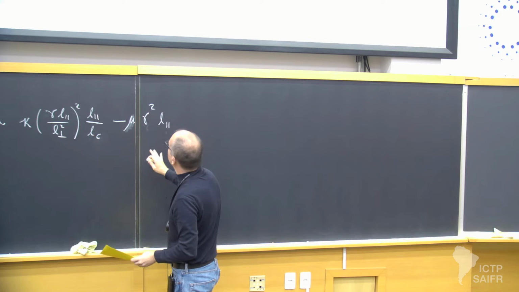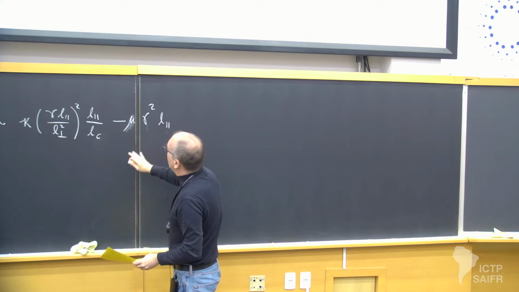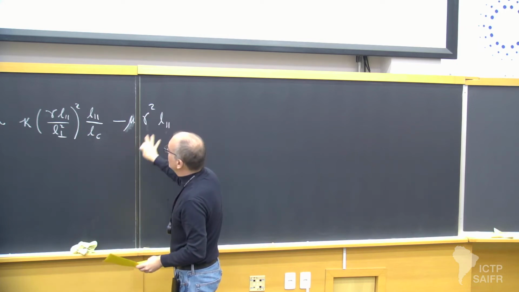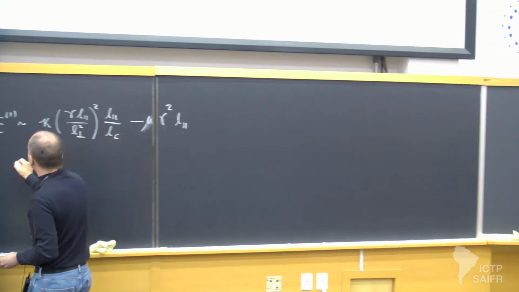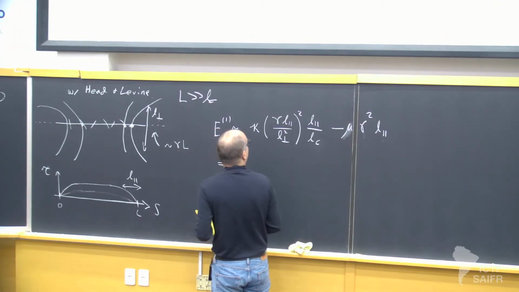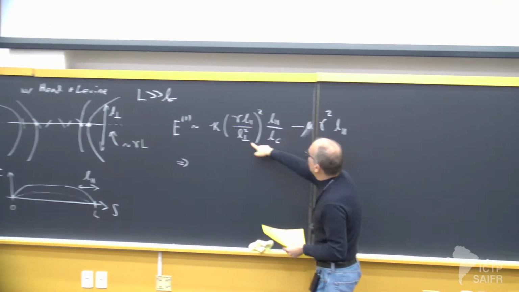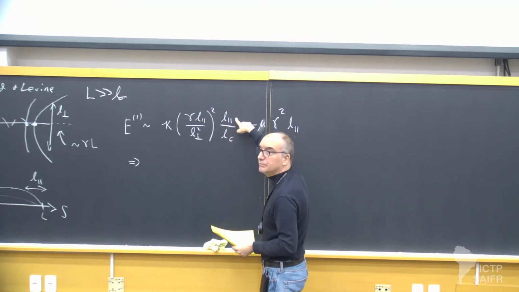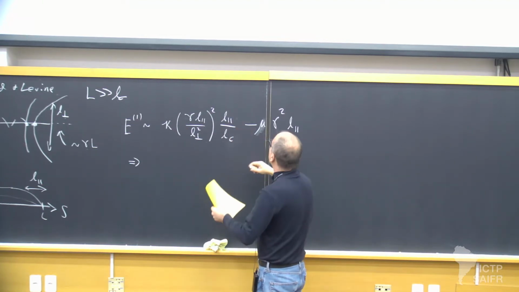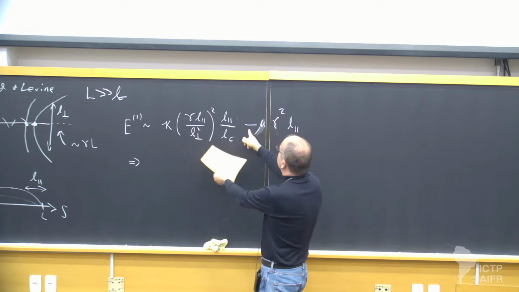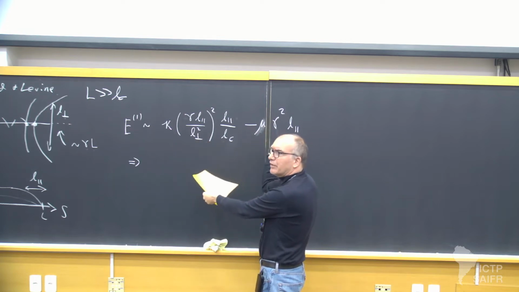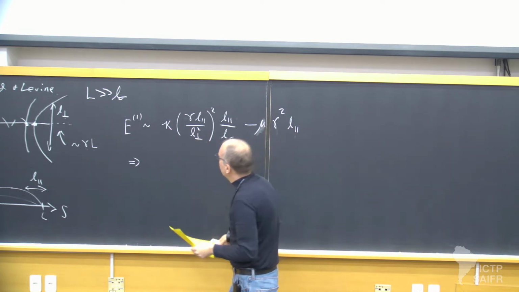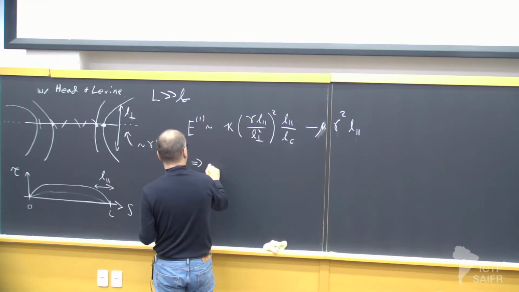Because when these two things balance, I'll get a relationship between L perp and L parallel, okay? So literally, well, it appears with a minus sign. Set them equal to each other in magnitude, solve. And so what I'll actually get is an equation like this.